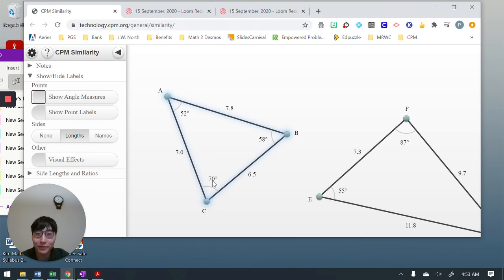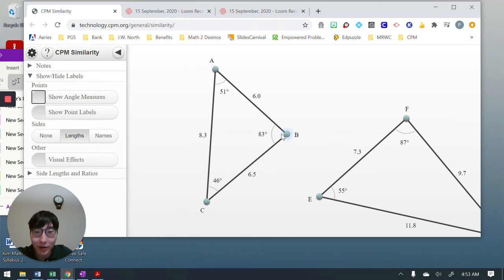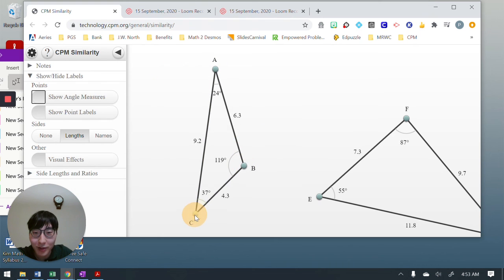And guess what? If you look at the side opposite of 70 degrees, which is AB, 7.8, it gives us the longest side right there, right? And then the next one comes opposite of 58, which is 7. Then opposite of 52, which is the smallest angle, will give us the shortest side right there. And guess what? This works for any triangle, doesn't matter. Like, let's say I create something like this.